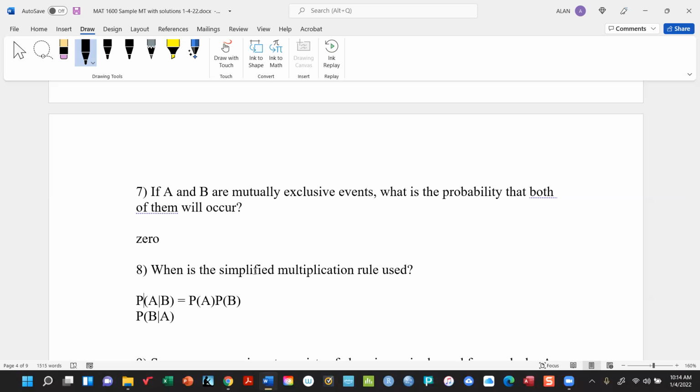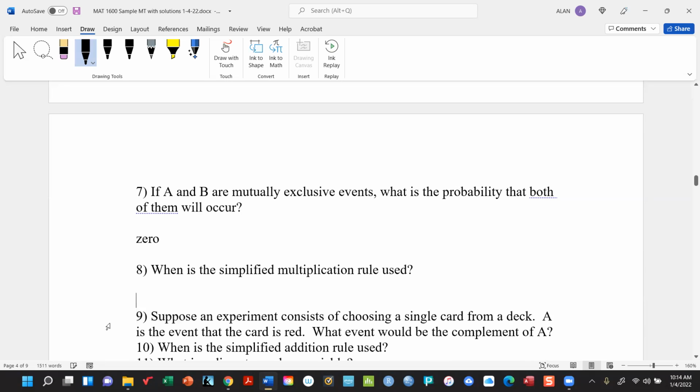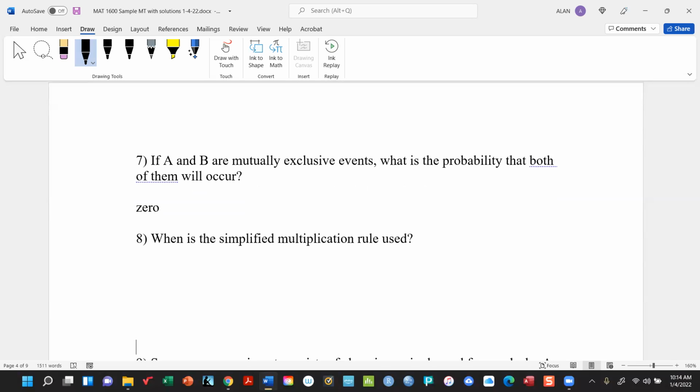Whoops, sorry, wait. I wrote this incorrectly. Sorry about that. Hold on one second. I just realized I'm typing the wrong thing. Hold on one second.